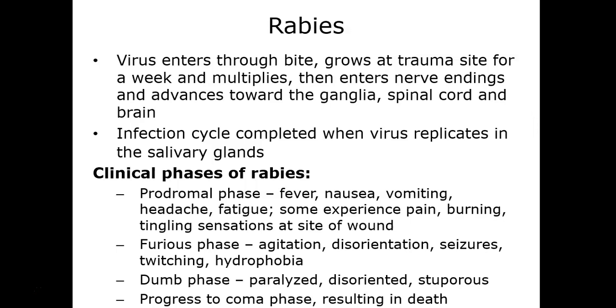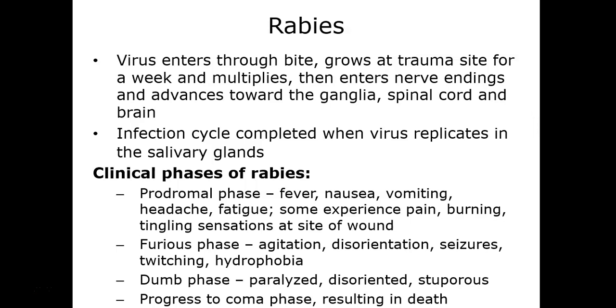This is followed by the furious phase, which includes things like being agitated, disoriented, seizures, twitching, and hydrophobia, which occurs with these kind of painful spasms of the throat at the sight of water. Then there's what they refer to as the dumb phase. And this is where there's disorientation, there's paralysis, and this ultimately results in a coma and then eventually death.